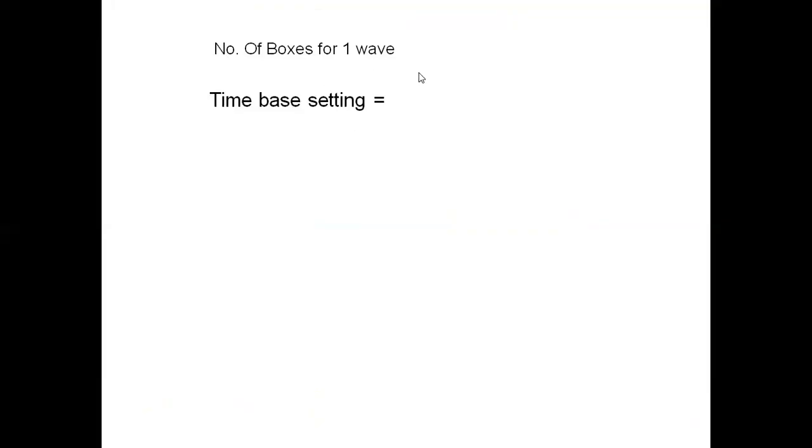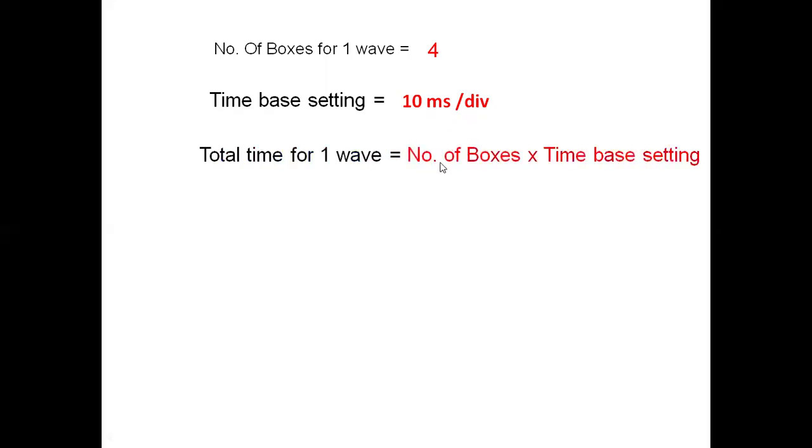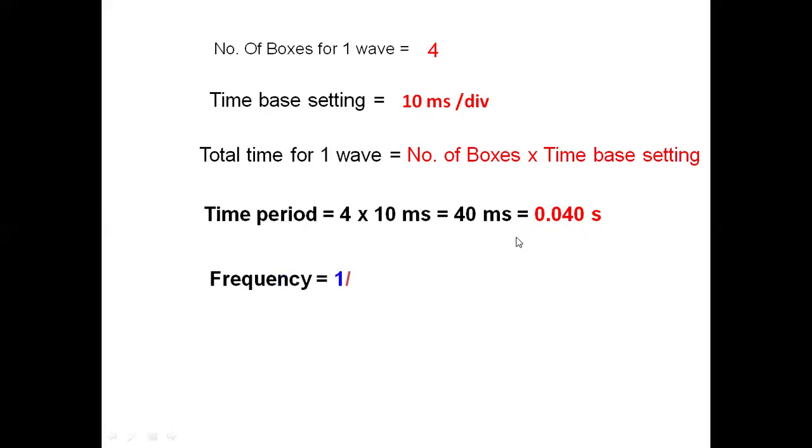So the number of boxes of one wave is 4. The time base setting, this is for the previous one, the lower frequency wave, in which the time base setting was 10 millisecond per division. So the total time for one wave is the number of boxes multiplied by the time base setting: 4 times 10 millisecond, 40 millisecond. When we convert 40 millisecond into seconds, we divide it by 1000, so this is 0.040 seconds. So frequency is 1 upon 0.04, that is 25 hertz, for the first trace, the blue trace.